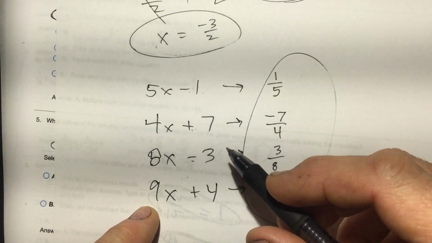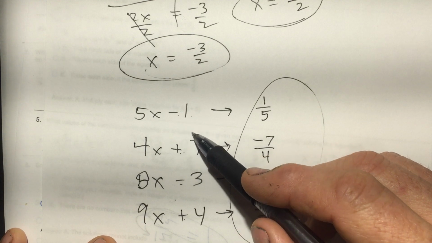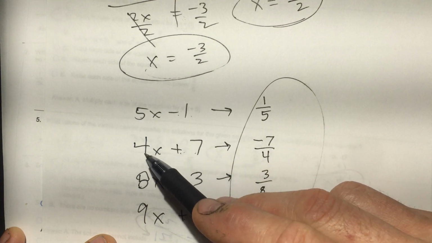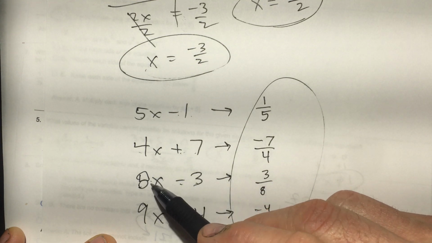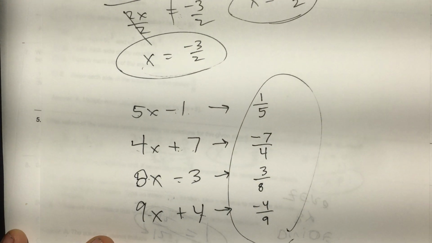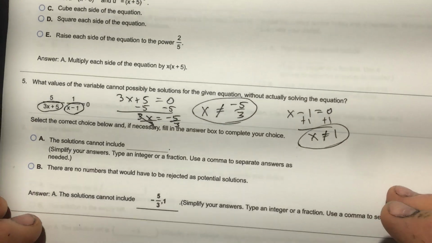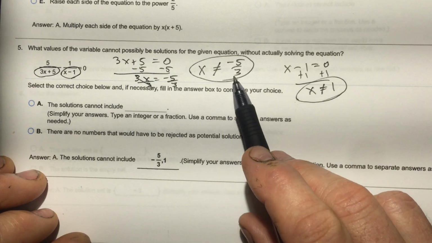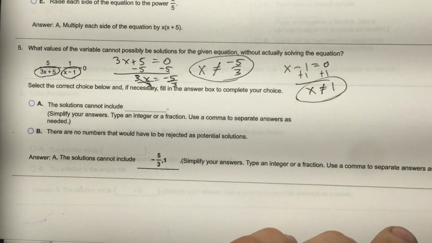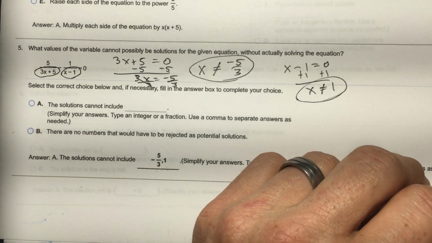And so here's my 0. So it's a lot easier than doing this each time. You could just do this little shortcut method. Positive 1 divided by 5. Negative 7 divided by 4. Positive 3 divided by 8. Negative 4 divided by 9. Okay? So yeah, back to this problem here, that this was right. We got negative 5/3 and 1. These values cannot be part of our solution set because that makes us divide by 0.